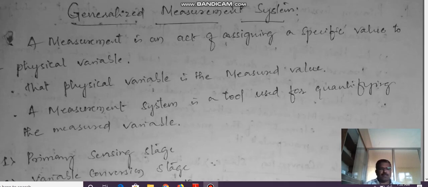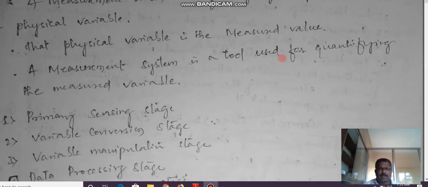Okay, to first understand what is measurement. Measurement is a numerical evaluation of the dimensions, or a measurement is an act of assigning a specific value to the physical variable. That physical variable is the measured value. A measurement system is a tool used for quantifying the measured value.